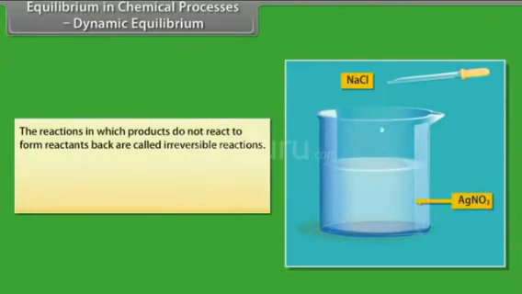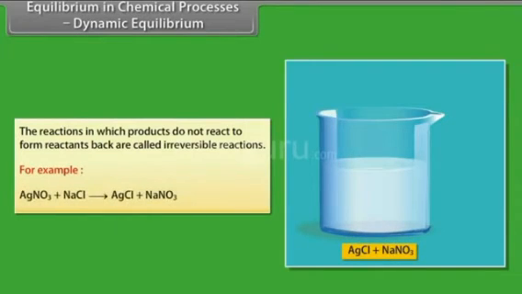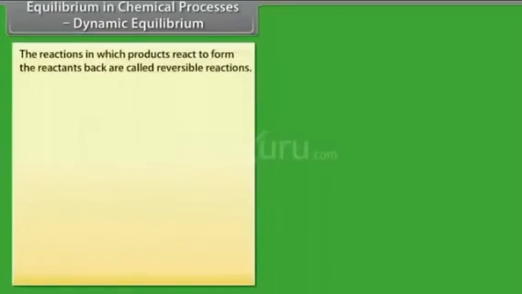Equilibrium in chemical processes, dynamic equilibrium. The reactions in which products do not react to form reactants back are called irreversible reactions. For example, silver nitrate reacts with sodium chloride, giving rise to silver chloride and sodium nitrate. The reactions in which products react to form the reactants back are called reversible reactions. The reversible reactions are represented by putting two arrows pointing in opposite directions.